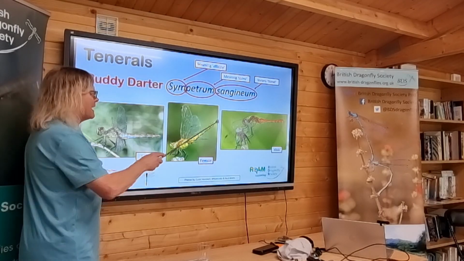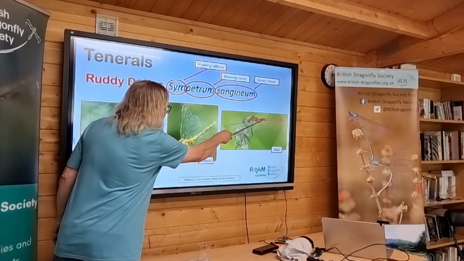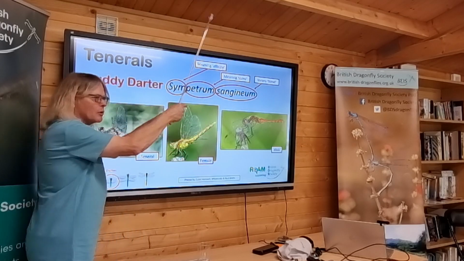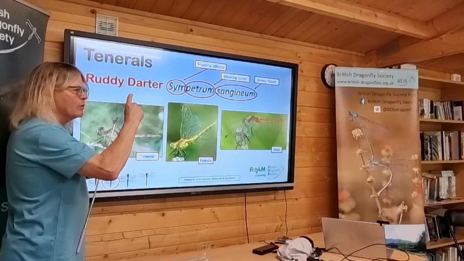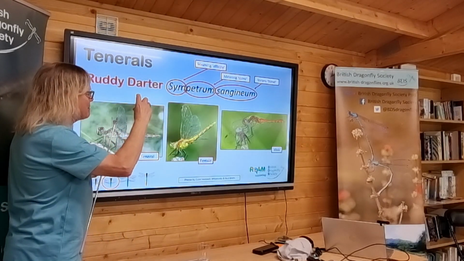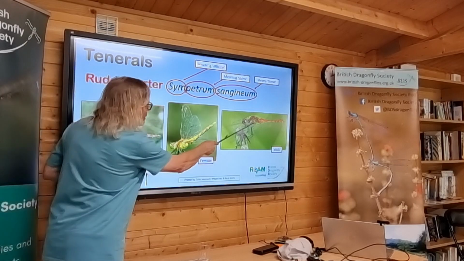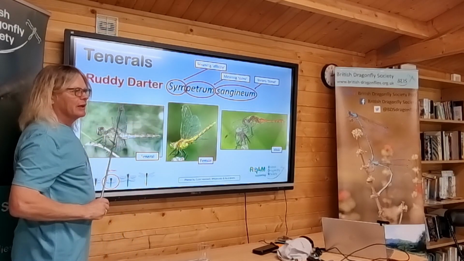The male has an incredibly wasted abdomen. You can see the abdomen, it pinches in. It's quite a small insect, I think, the ruddy darter primarily, but the abdomen is more pinched in than the common darter is.